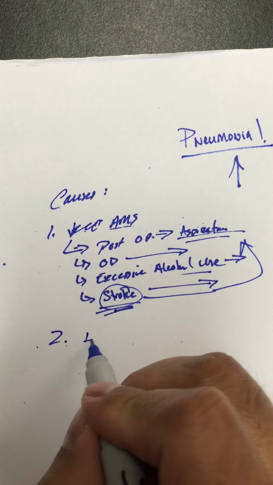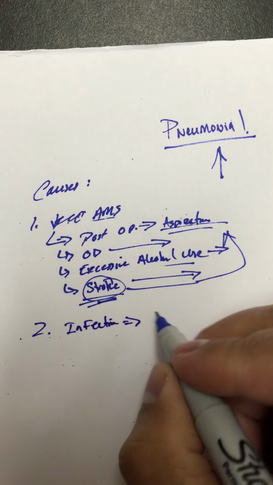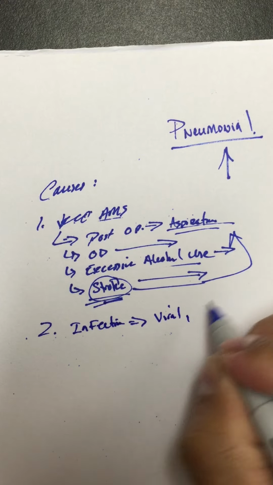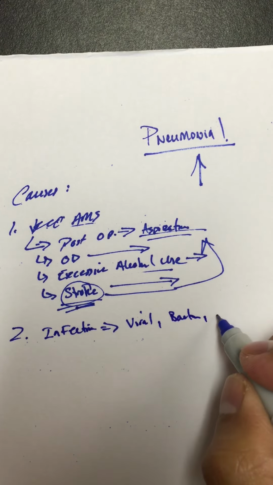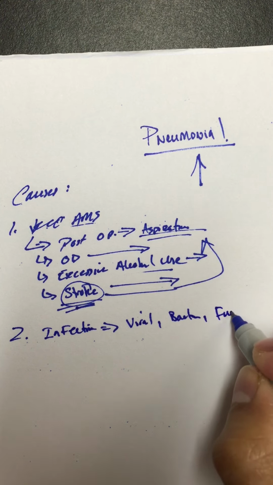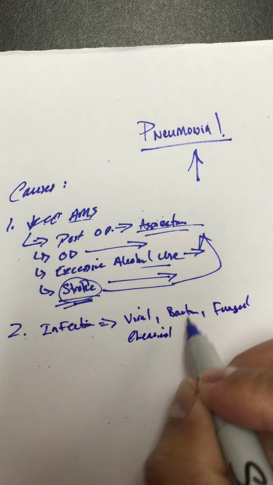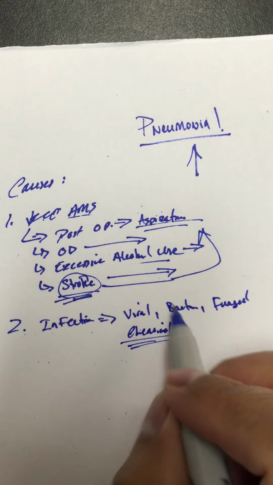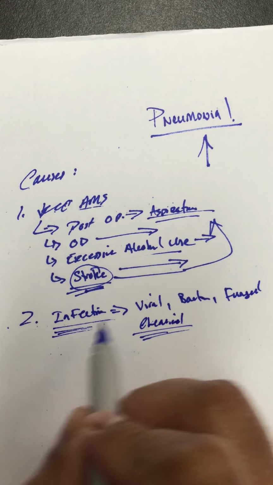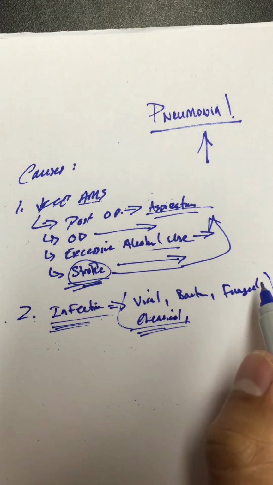Infection. Now this can either be viral, bacterial, fungal. We could even put chemical, some type of chemical that was inhaled and caused damage to the lungs. Now that typically wouldn't be infection, but we'll group it in here also because that would cause some damage to the lungs.